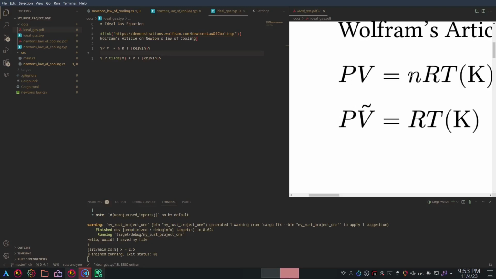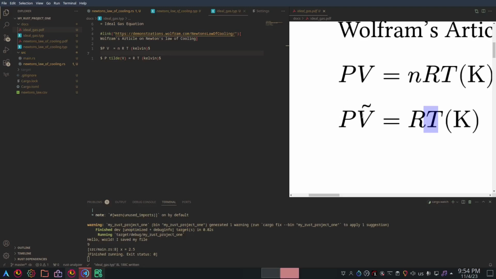Okay, if you divide both sides by n, and you define the molar volume as volume per number of moles, that means one mole has this much volume, you will get this V tilde here, which is the molar volume. P V-tilde equals RT. Pressure times volume per number of moles equals the ideal gas constant times the thermodynamic temperature. I can't remember what the exact name was, but yes. So P V-tilde equals RT.